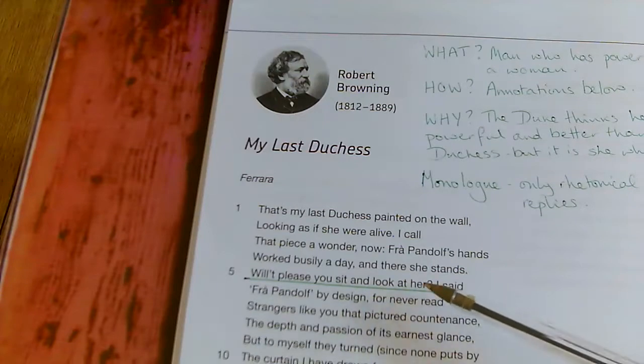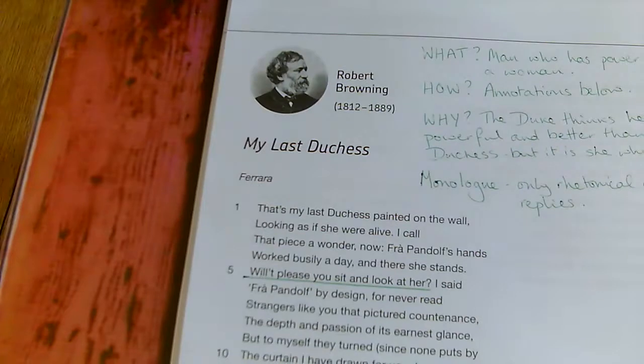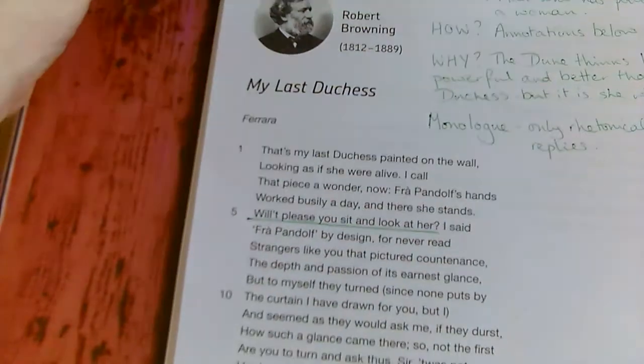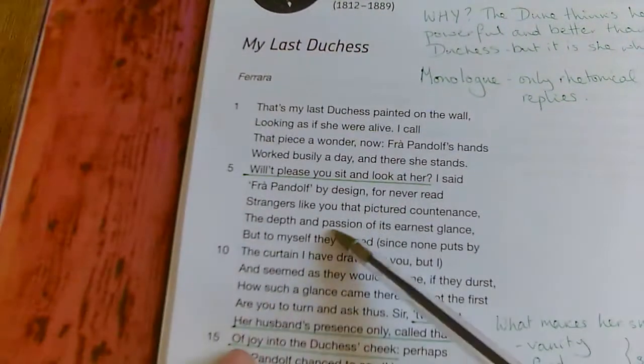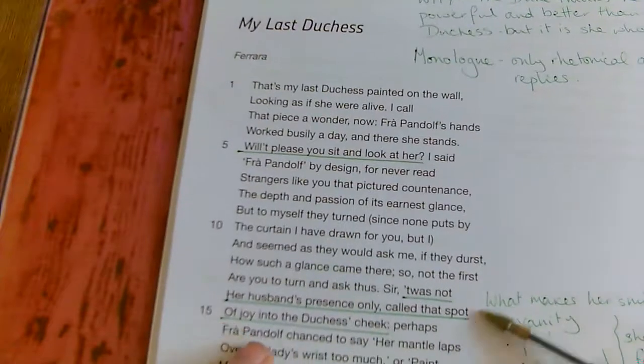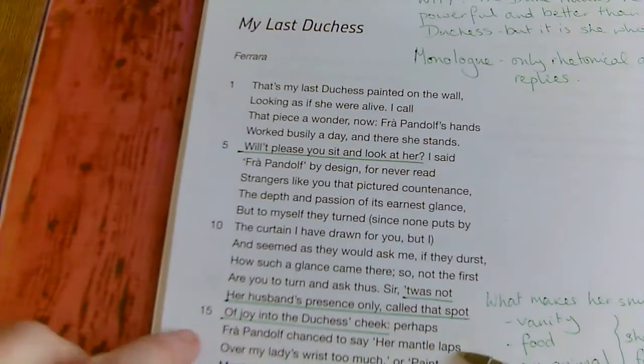He's told somebody to come and look at the picture. And the fact that he's had a portrait painted of her also shows that he just saw it as a thing of beauty to be seen, to be looked at, to be possessed, and not as a person. Okay, and then we move on. So we hear about Frà Pandolf, who has painted this picture. And this is where it begins.